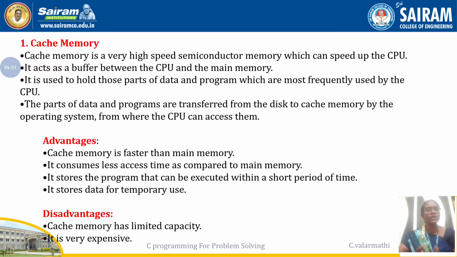What is the use of cache memory? It will speed up your CPU. Rather than main memory and secondary memory, cache memory is mainly used to speed up your CPU. That means to increase the speed of processing, you will obviously go for cache memory. What is its role? It acts as a buffer between the CPU and main memory.